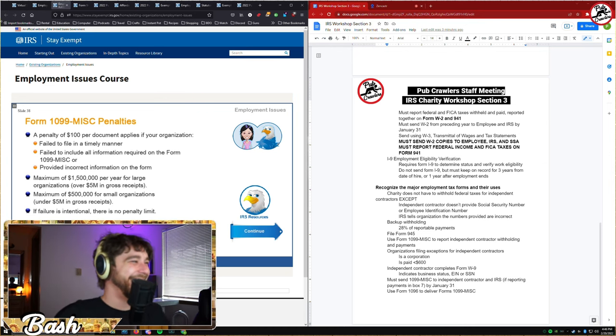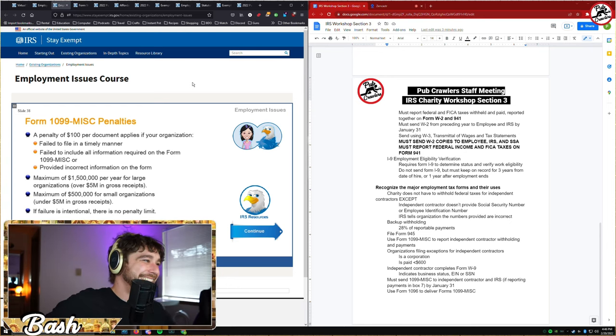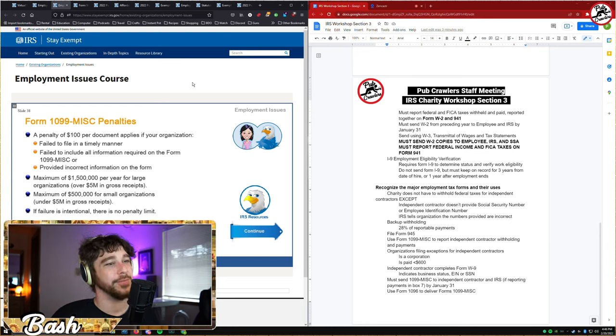I need to write this down. Okay, so they were vague on that last page where it said that if you mess up, there could be penalties, but this is explicit. It's telling you what the penalties are. Yeah, but I guess it depends on what state you're in. It does. It really does. I keep putting the percent sign instead of the dollar sign.